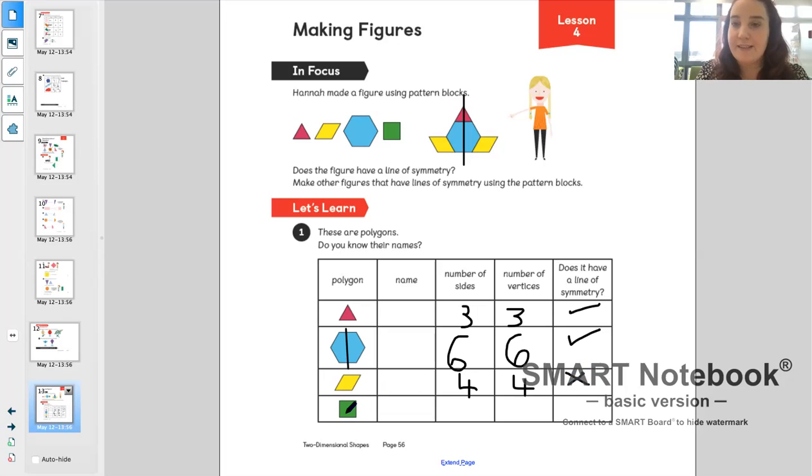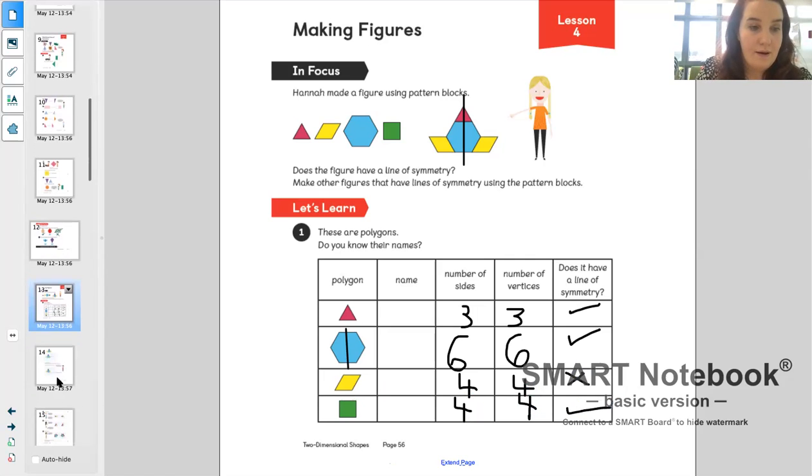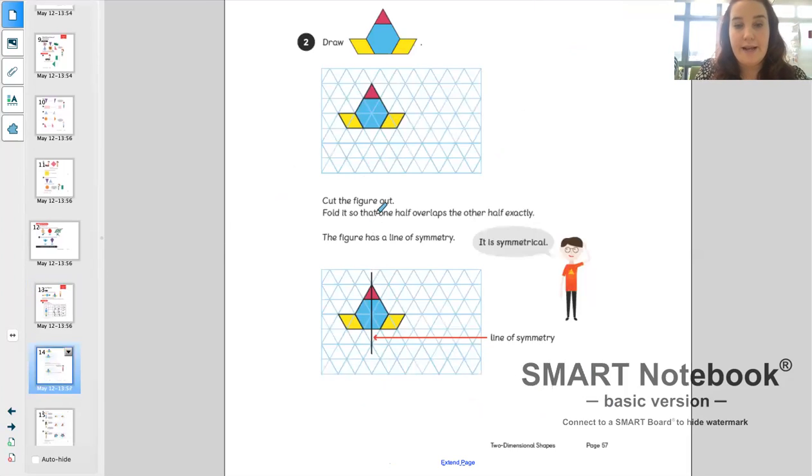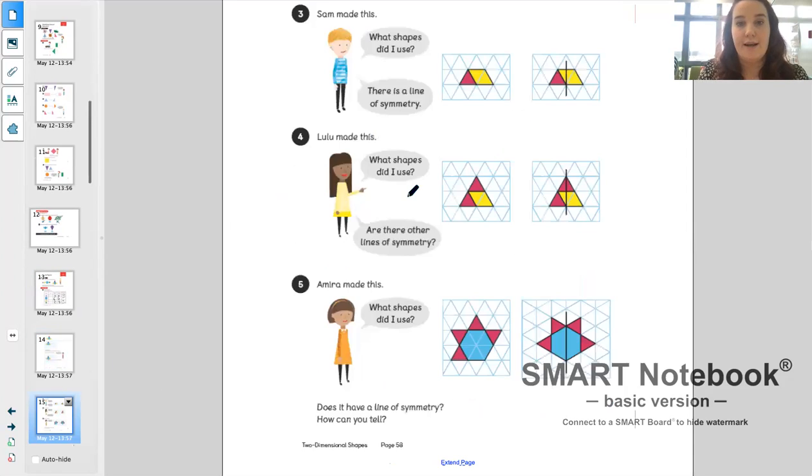Okay, what about this? What's this called? You could have said quadrilateral again, but it's a square. Okay, how many sides? 4. And how many vertices? 4. And does it have a line of symmetry? Yeah, it does. Okay. So here you go. Look, they've drawn it out for you and they've put a line of symmetry in.